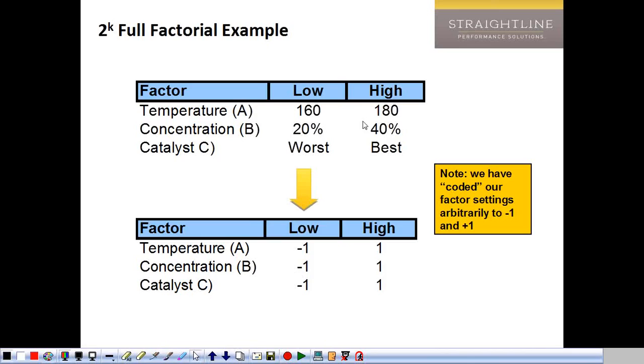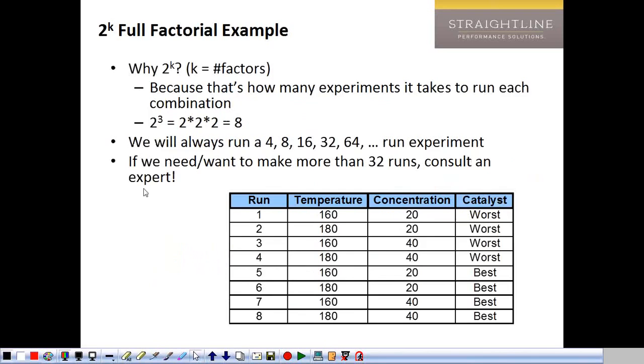Now, we didn't do that the last time. Last time, we just entered them in as 160, whatever. When we actually have Minitab do it, which I'm going to show you how it happens, Minitab will automatically create these -1s and +1s, and I think it'll help you think about it. Okay, so if we ran a 2 to the 3rd, that would be a full factorial, as we just said, right? Because 2 to the 3 is equal to 2 times 2 times 2, and that's equal to 8. That's all the different combinations of temperature, concentration, and catalyst. If we had the budget to do it, why not?